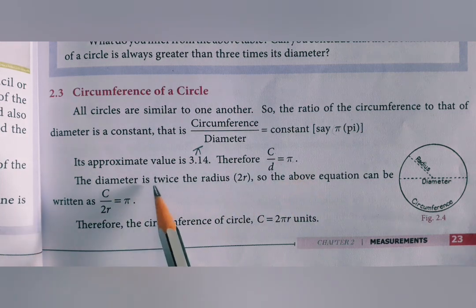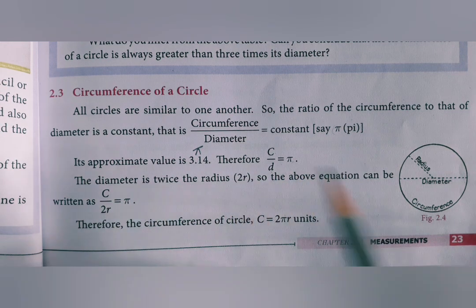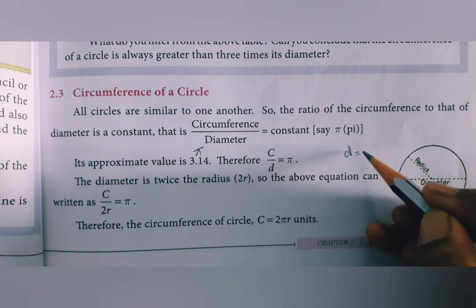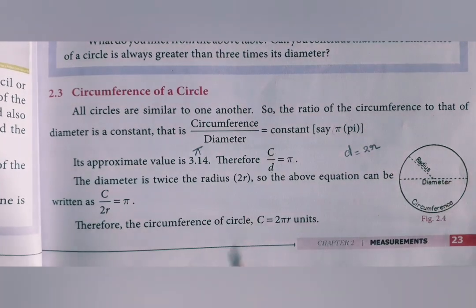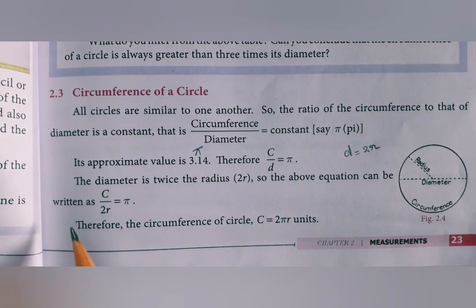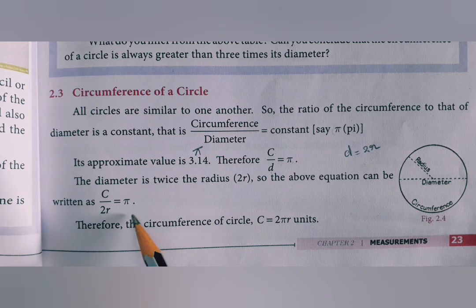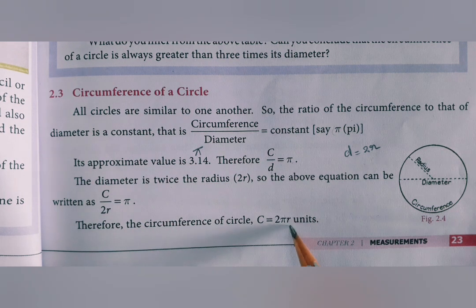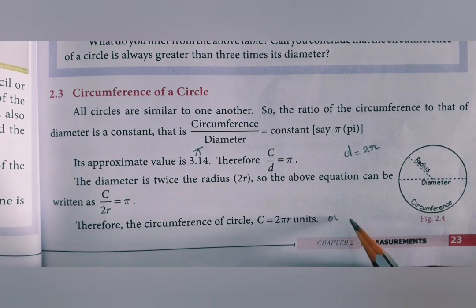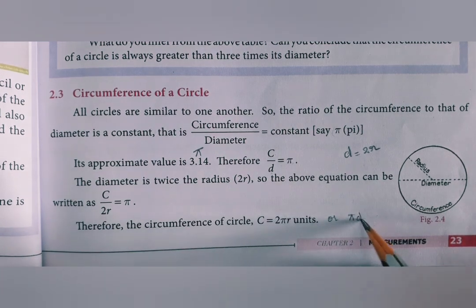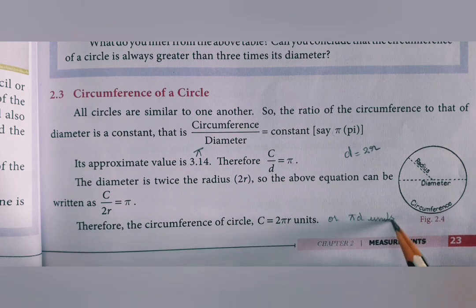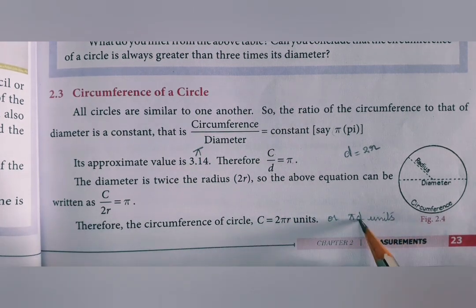The diameter is twice the radius. You know that the diameter is always twice the radius, so the above equation can be written as C/2r is equal to pi. Therefore, the circumference of the circle C is equal to 2 pi r units or pi d units. Instead of 2r you can put d.